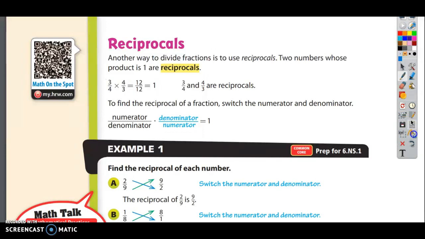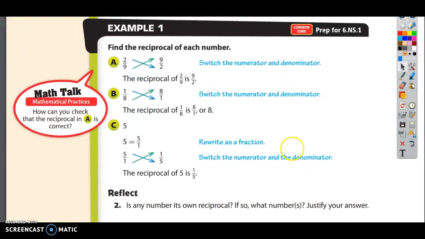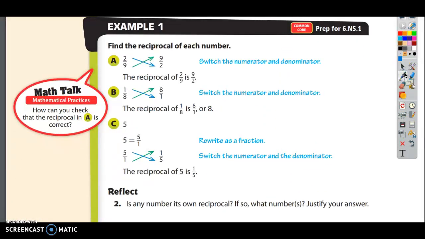And that should make sense. If you go down and look at the reciprocals down here, that should make sense, because if you did 2 times 9, you'd get 18, and 9 times 2, you'd get 18, and 18 over 18 equals 1. And that's the whole point. If a number times its reciprocal is equal to 1, then they're reciprocals. So the reciprocal of 1 over 8 is 8 over 1, because 1 times 8 is 8, 8 times 1 is 8, you get 1, therefore 1/8 and 8 over 1 are reciprocals.